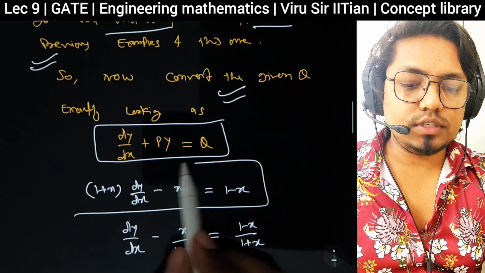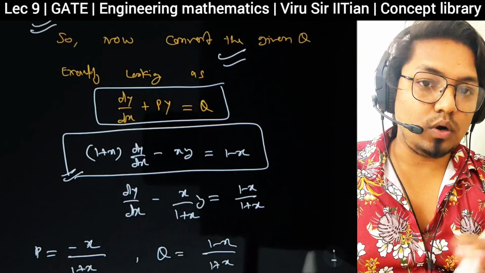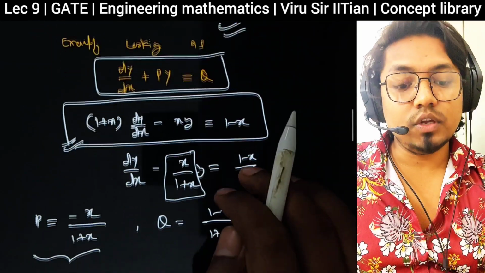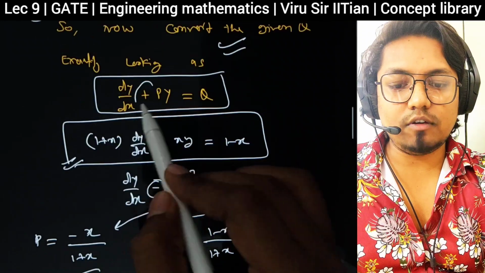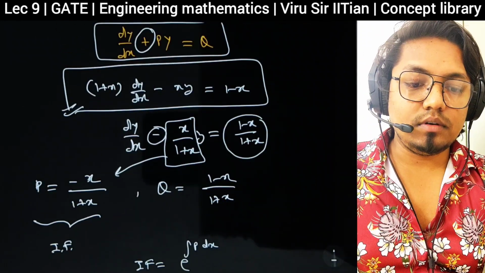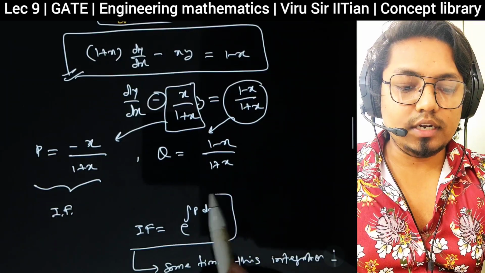So this was your question, and I divided by 1 plus x throughout the equation, so I got this part as the coefficient of y, which became your p value, including this minus sign, because you can see here we have a plus sign in the reference equation. This 1 plus x by 1 minus x became your q value. Okay, now your job is to find the integrating factor.